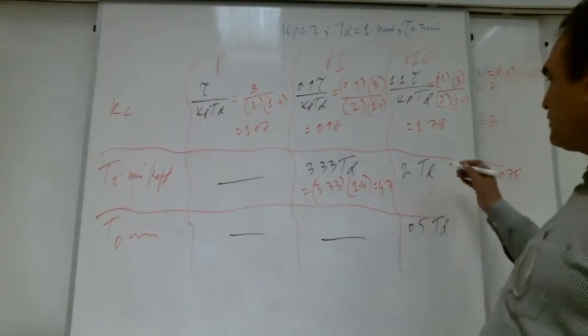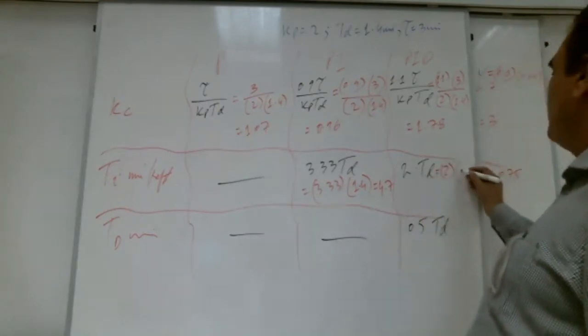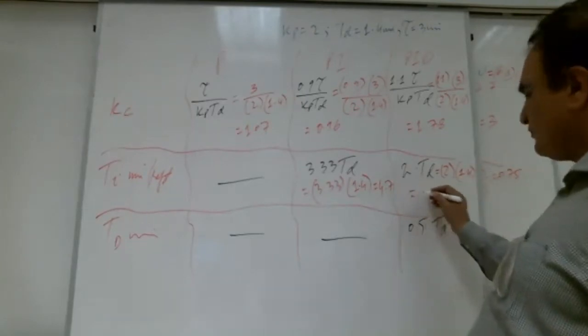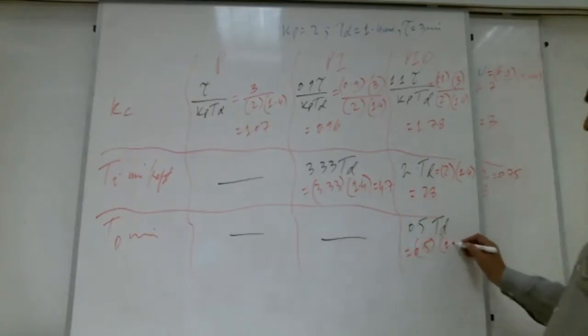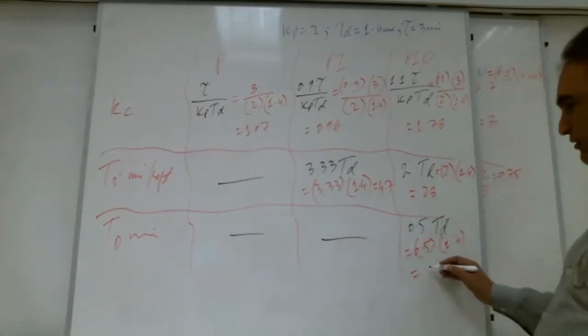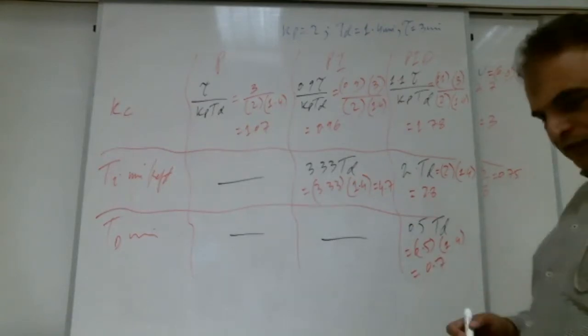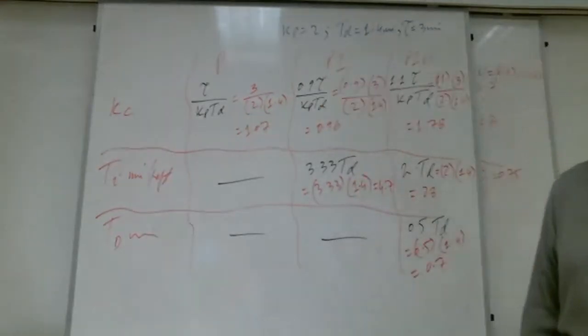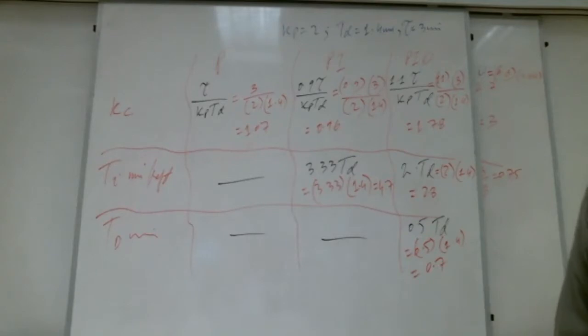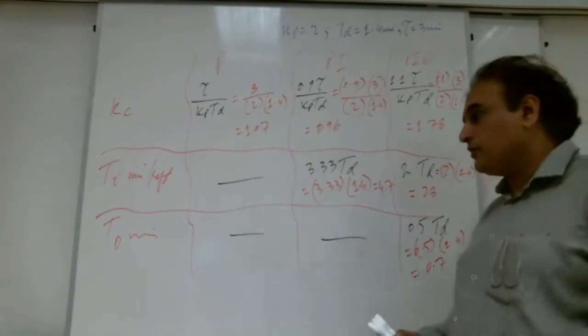Very good. A lot of brothers are now writing. How much here, Shabab? 2 into TD, which is 1.4. How much? 2.8. Very good. How much here? 0.5 into 1.4. How much? 0.7. Units are already here. Any question up to here, Shabab? That's good, a lot of brothers are saying no question.